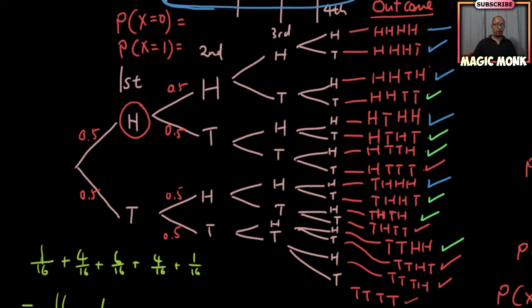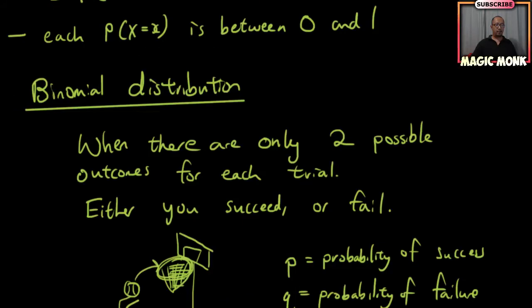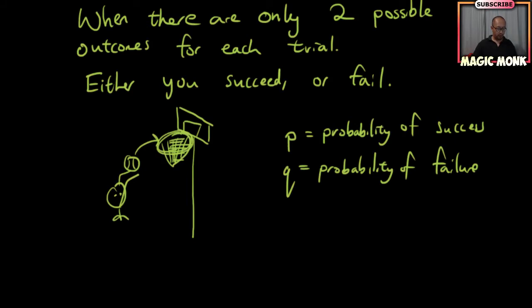So yeah, what am I doing right now? Binomial distribution, probably a success, probably a failure. And we're going to also define n as number of trials.